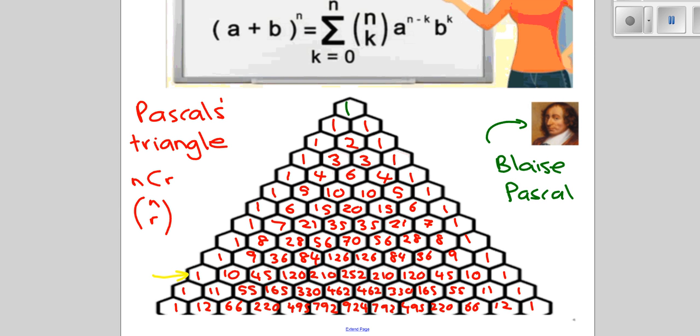It makes sense because there's 11 numbers. So to get to 10C10, that's going to be here. You're going to start 0, 1, 2, 3, 4, 5, 6, 7, 8, 9, 10. So that's why the first term has to be 10C0, so that the last one can be 10C10. There's 11 terms in total. 11 numbers.